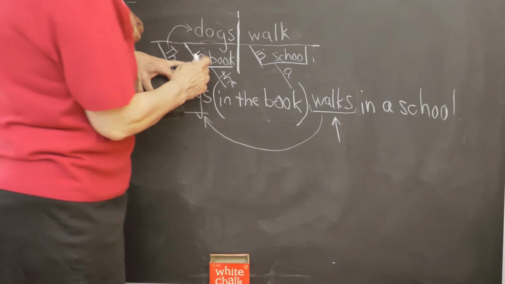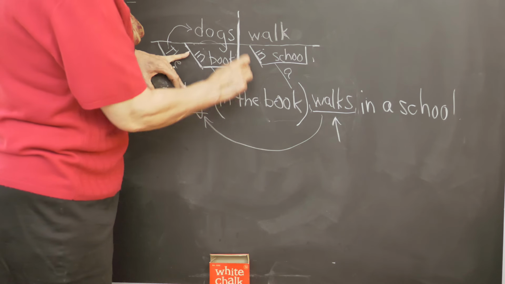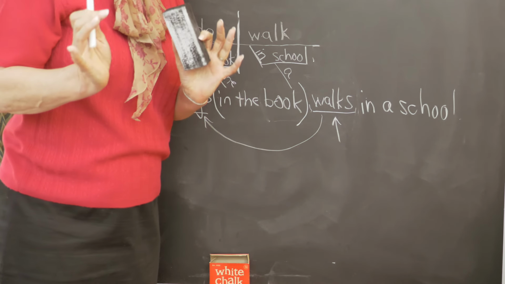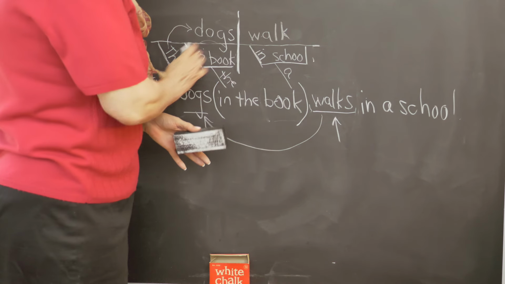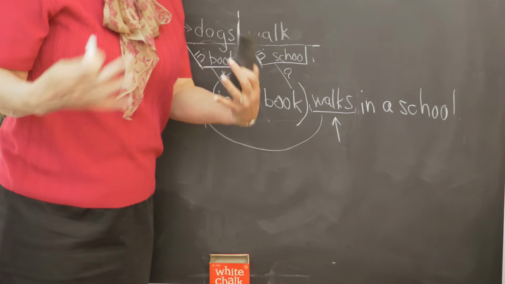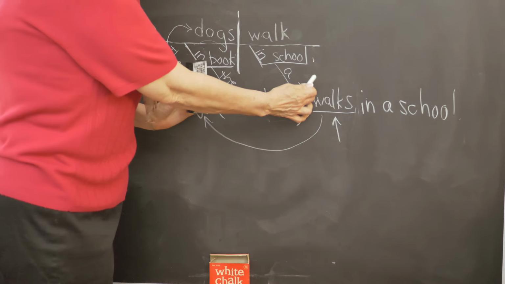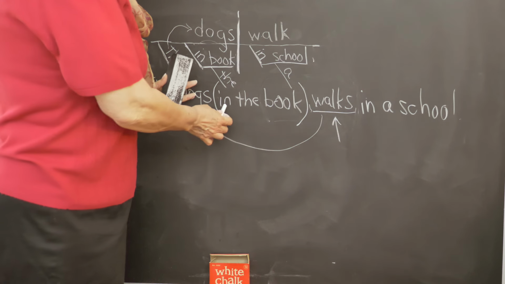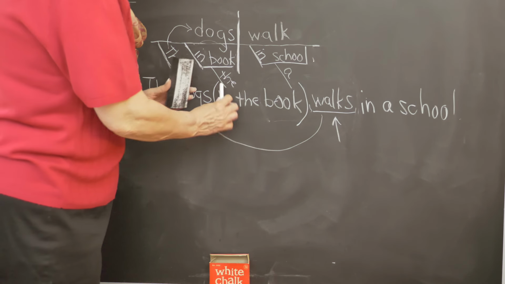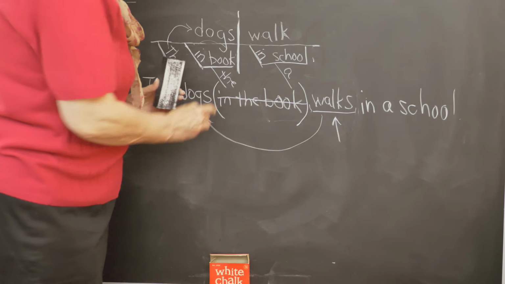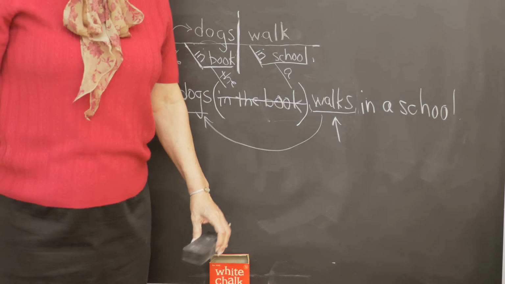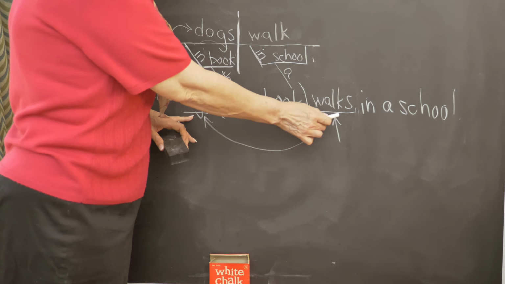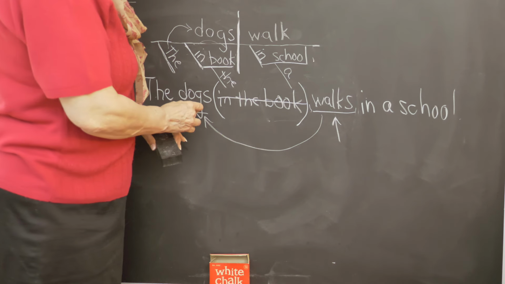And so in one way we can think of it as, in the book, which is our prepositional phrase right here, is like extra information. It's like parentheses. I don't have to tell you that the dog walks in a school, but if I want to give you some extra information, I might put it in parentheses, or I might put it in a prepositional phrase. And that's why we have to kind of forget that the prepositional phrase is even there when we're trying to figure out whether to use a singular or a plural verb.